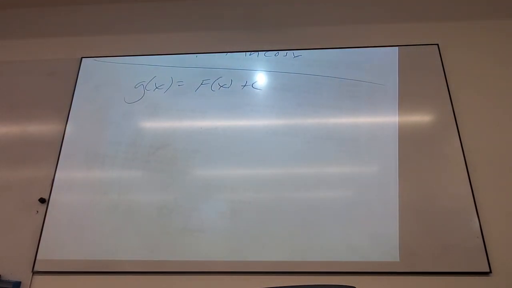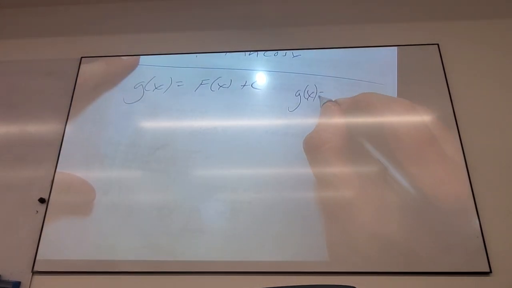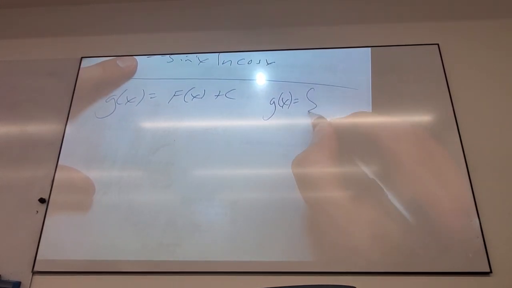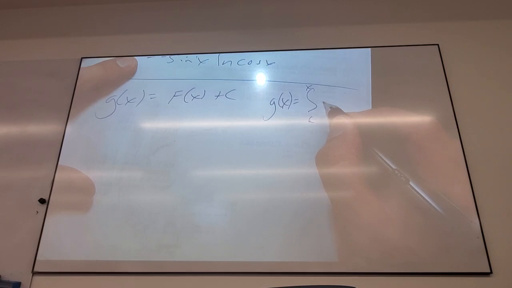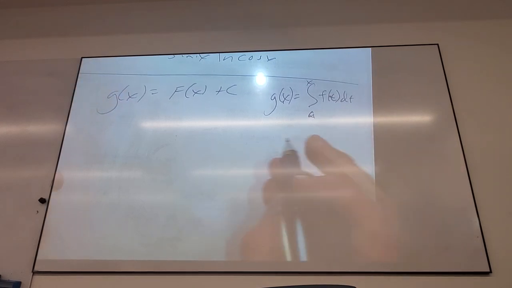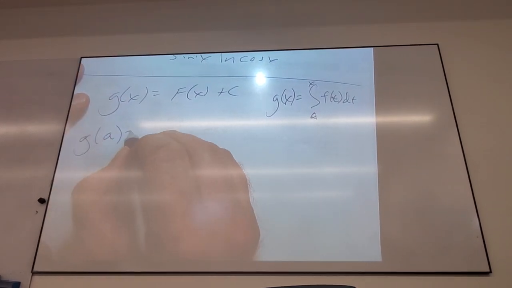And just to remind you guys, where did I put it? What was g of x again defined to be? The integral from a to x of f of t dt. So somebody help me out. What would g of a be?